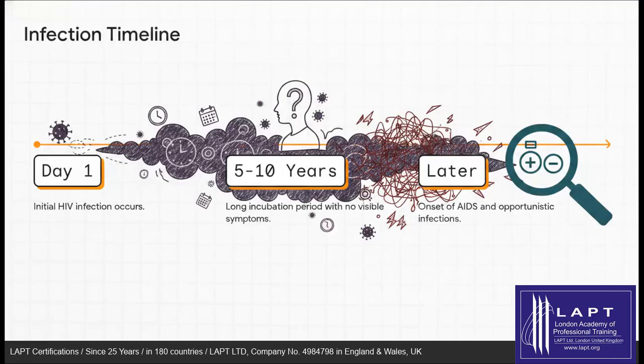So, one of the sneakiest, most dangerous things about HIV is its quiet nature. After day 1, the initial infection, there is this massive incubation period that can stretch anywhere from 5 to 10 years. During this huge window, someone could feel 100% fine. They might have no clue they're even carrying the virus. And that right there is exactly why getting proactively tested is so incredibly vital.